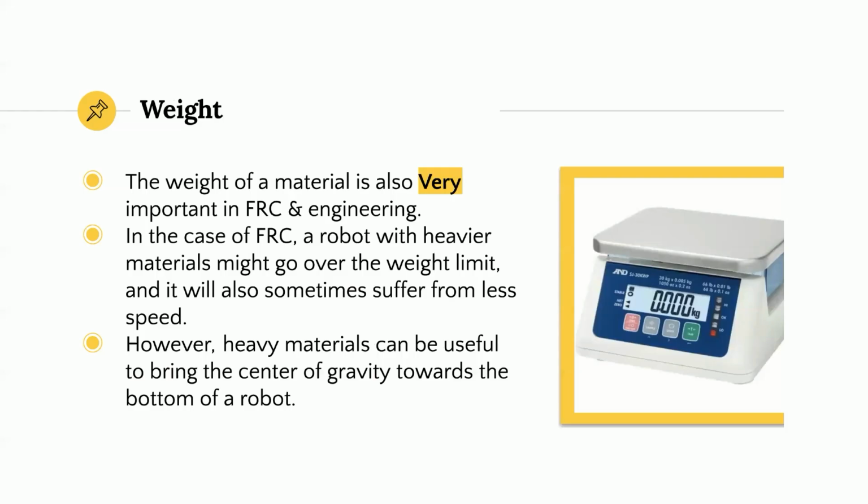Weight. The weight of a material is also very important in FRC and engineering. In the case of FRC, a robot with heavier materials might go over the weight limit and will also sometimes suffer from less speed. However, heavy materials can be useful to bring the center of gravity towards the bottom of the robot. Another example in engineering is aviation. In airplanes or spacecraft, you want to use very light materials in order to save energy.